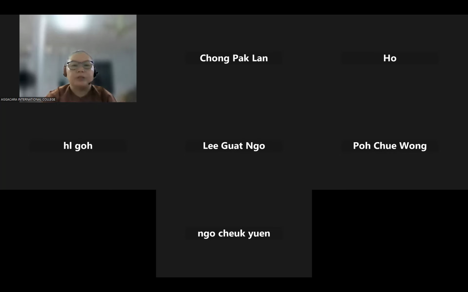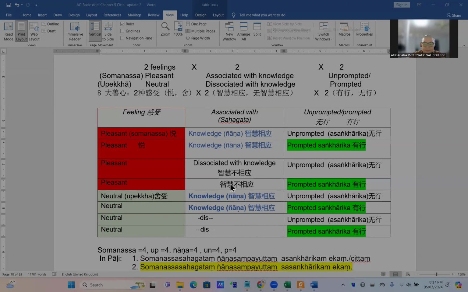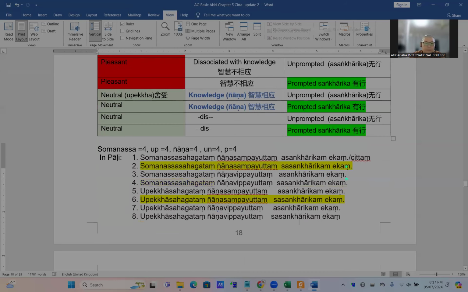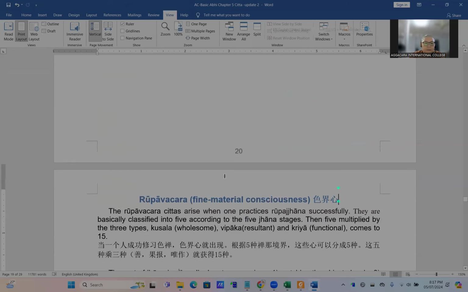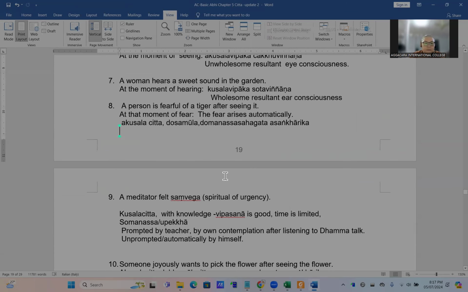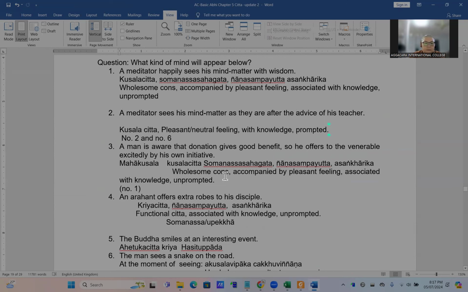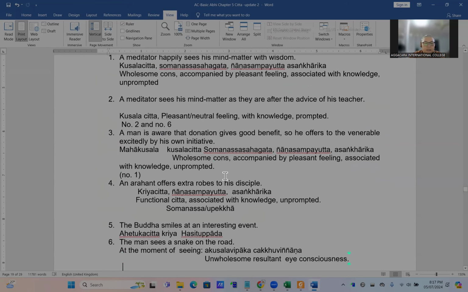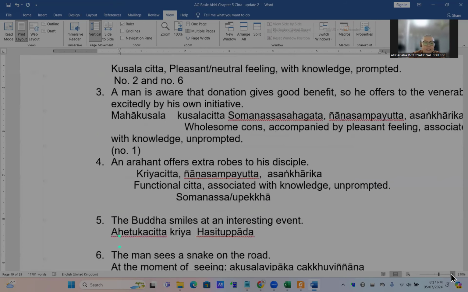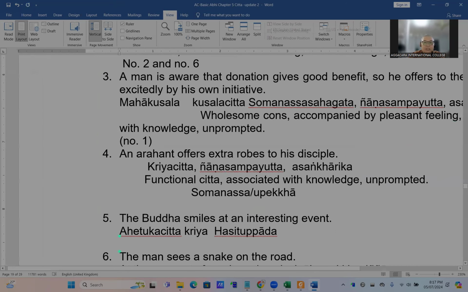All right. So yeah, Brother Ko, you want to say something? Yes, on your question 5, just now, can the two somanassa, instead of Hasituppada, I think the two somanassa also can, right? The smile. Buddha's smile. Okay, yes. But you're talking about smiling. At that time, the Buddha smiles. The word smile, then it has to be Hasituppada. Okay?